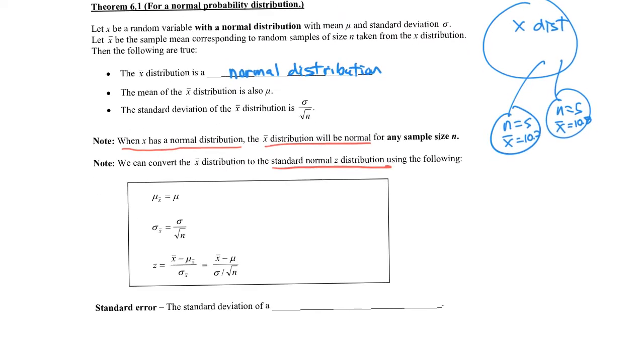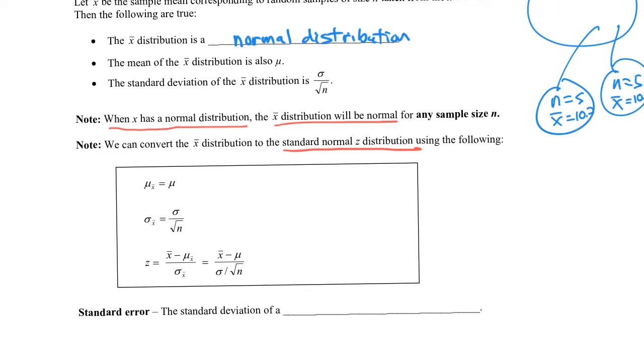So let's take a look at these. This one's pretty easy. It just says the mean of the x bar distribution, which means the mean of the sampling distribution, right? It's a distribution of these samples, is the same as the mean from the x distribution. And here we've got a formula for the standard deviation of our sampling distribution. We just have to divide the standard deviation of the x distribution by the square root of n. And what is n? Sample size.